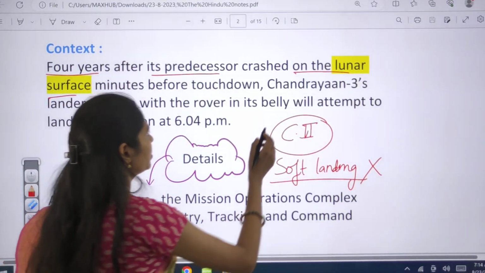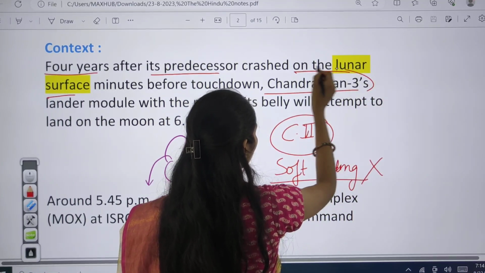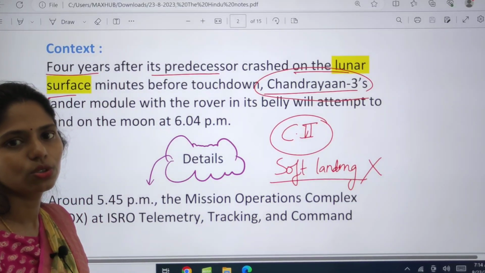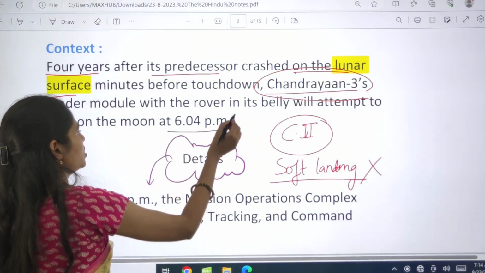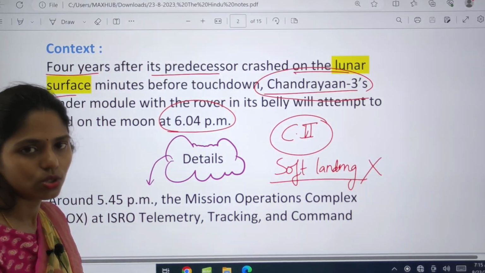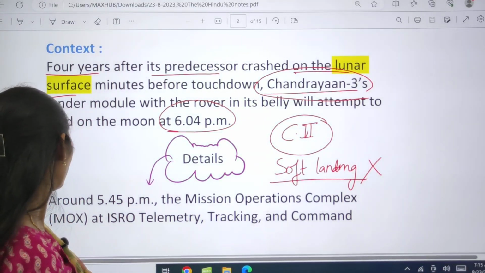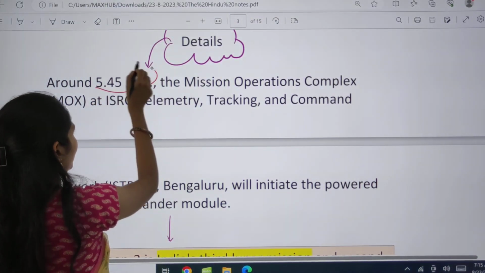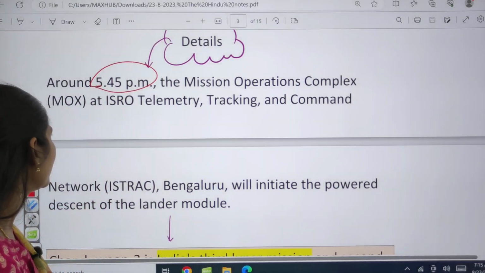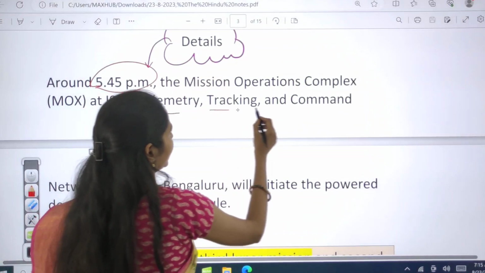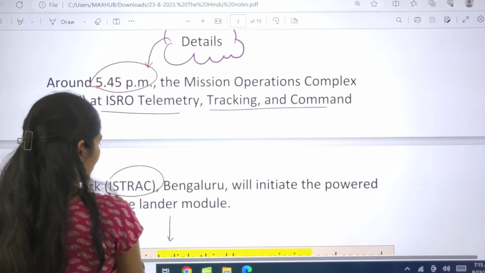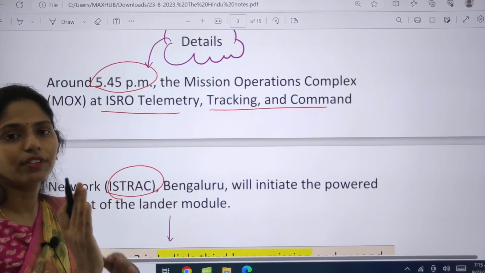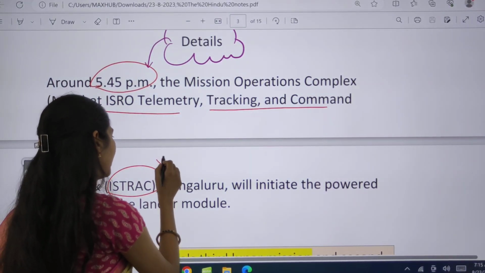So finally, we came with the Chandrayaan 3 mission and we launched it. And we are going to see whether the soft landing is going to happen or not. So we can see that the soft landing is going to happen this evening, by 6 p.m. If you see some more important details, it says that around 5:45 p.m., the mission operation complex at ISRO telemetry tracking and command network, that is ISTRAC. So actually satellites will be launched by ISRO, but if you see the tracking of that satellite, everything will be done by this ISTRAC.